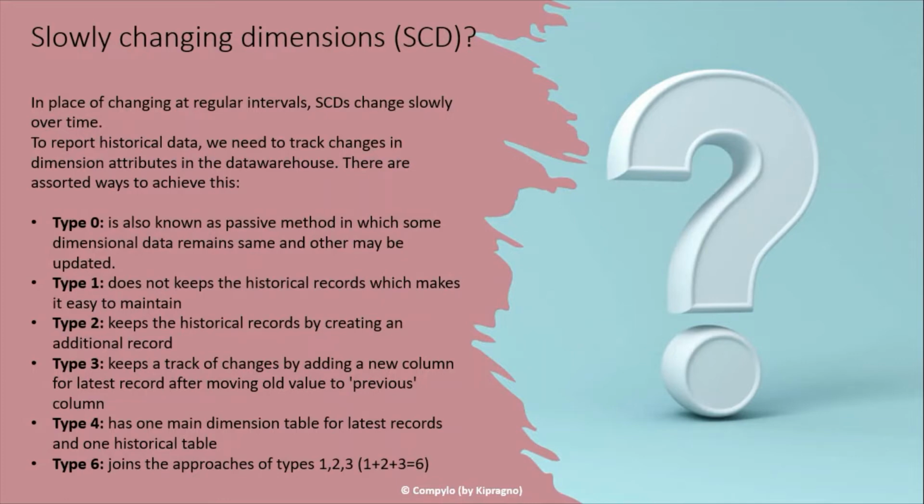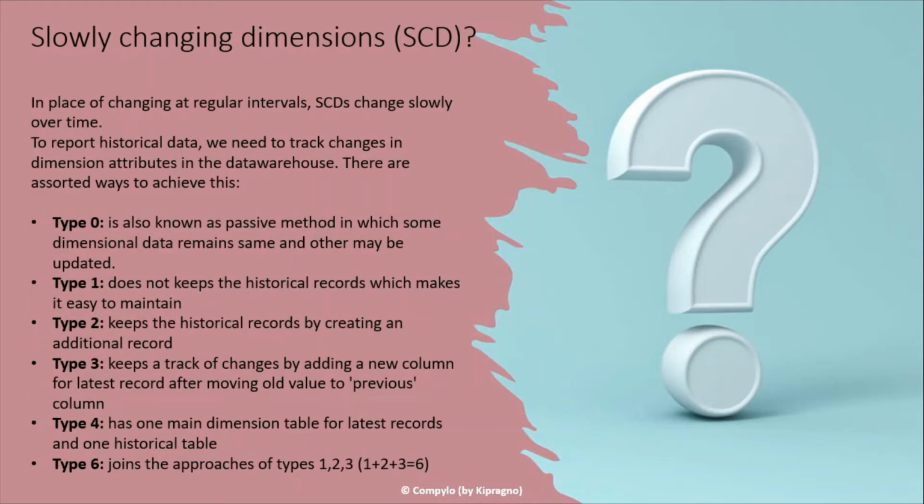In place of changing at regular intervals, SCDs change slowly over time. To report historical data, we need to track changes in dimension attributes in the data warehouse. There are assorted ways to achieve this, like type 0, which is also known as passive method in which some dimensional data remains the same and other may be updated. Type 1 does not keep the historic records, which makes it easy to maintain.